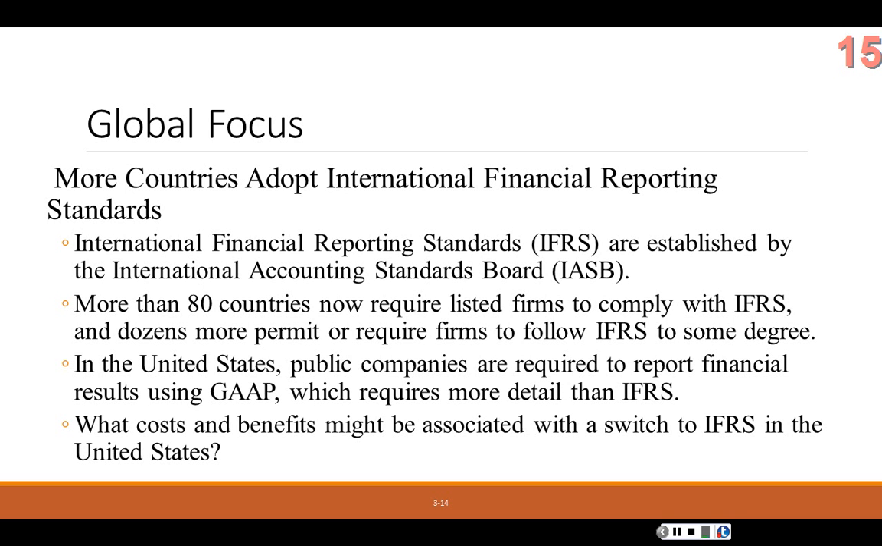The International Financial Reporting Standards are established by the International Accounting Standards Board. 80 countries now require their firms to comply with the International Financial Reporting Standards. The United States, however, requires financial results to be reported using generally accepted accounting principles. These are much more stringent than the International Financial Reporting Standards. So it's difficult to compare international and domestic financial statements simply because United States public companies are required to follow more strict guidelines.